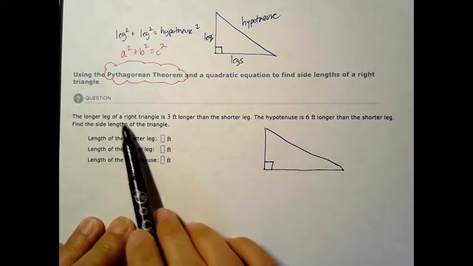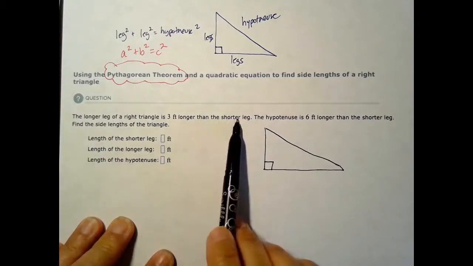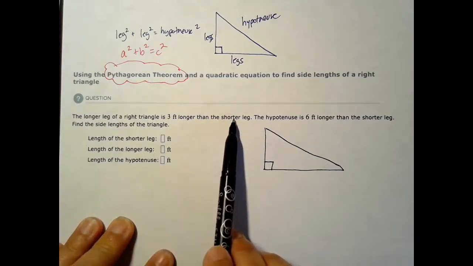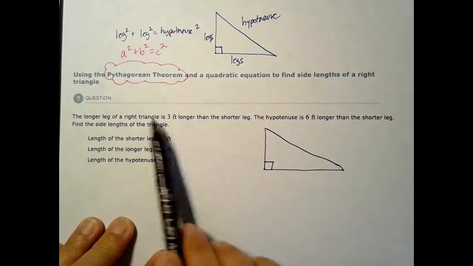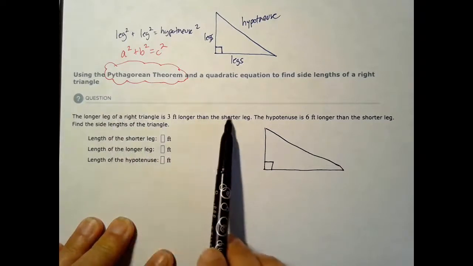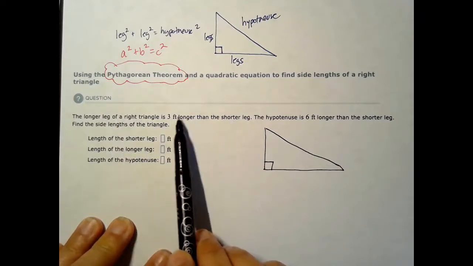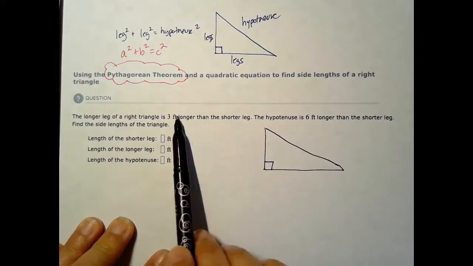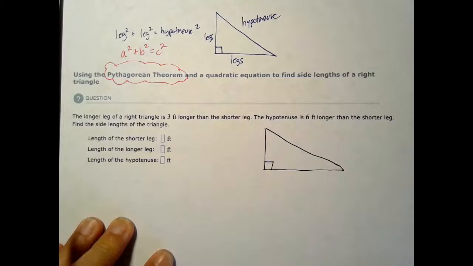The longer leg of a right triangle is 3 feet longer than the shorter leg. So to get the long leg, I have to have the short leg first. Does everybody agree on that? Hopefully. To get the long leg, I need to know the short leg, because then I know that the long leg's 3 feet longer, so that would be the short plus 3. So I have to know the short leg first.